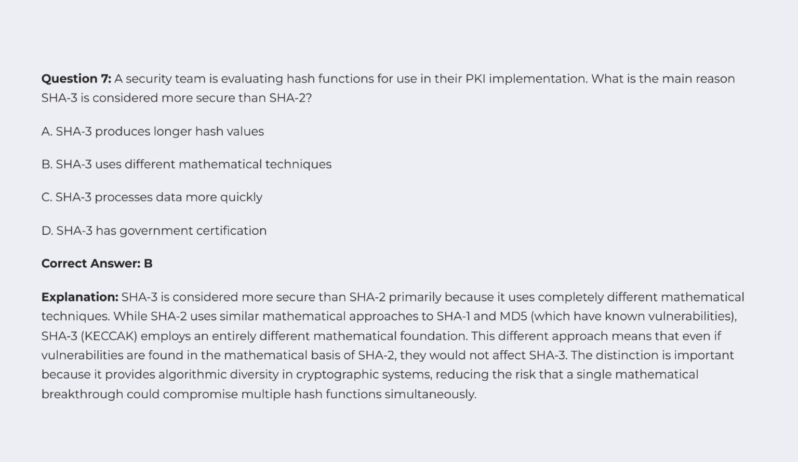Correct answer, B. Explanation. SHA-3 is considered more secure than SHA-2 primarily because it uses completely different mathematical techniques. While SHA-2 uses similar mathematical approaches to SHA-1 and MD5, which have known vulnerabilities, SHA-3, Keccak, employs an entirely different mathematical foundation. This different approach means that even if vulnerabilities are found in the mathematical basis of SHA-2, they would not affect SHA-3. The distinction is important because it provides algorithmic diversity in cryptographic systems, reducing the risk that a single mathematical breakthrough could compromise multiple hash functions simultaneously.